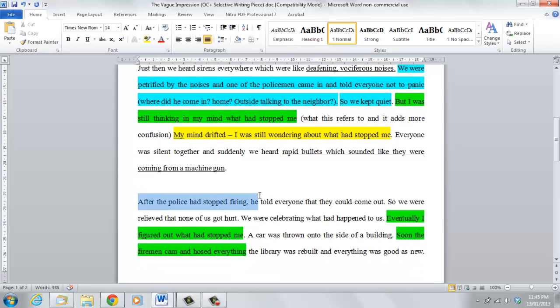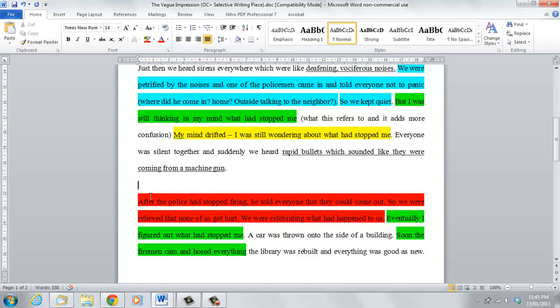After the police had stopped firing, he told everyone that they could come out, so we were relieved that none of us got hurt. We were celebrating what had happened to us. Okay, here, this part here, there's a lot of telling. There's not much feeling or not much description going on. If you were going to change it, you would bring out the feeling of relief and celebration without actually saying it, by describing how people were.